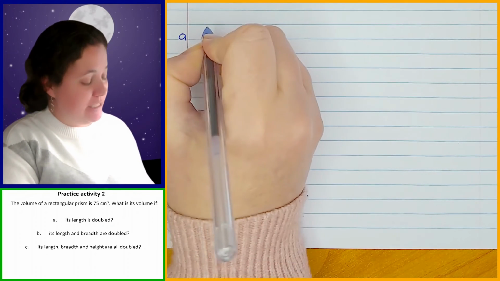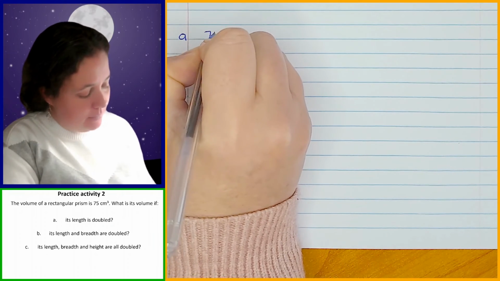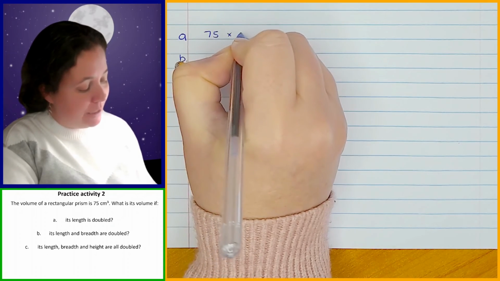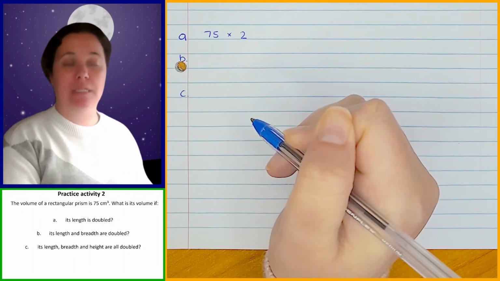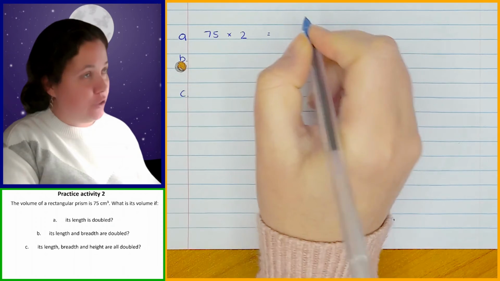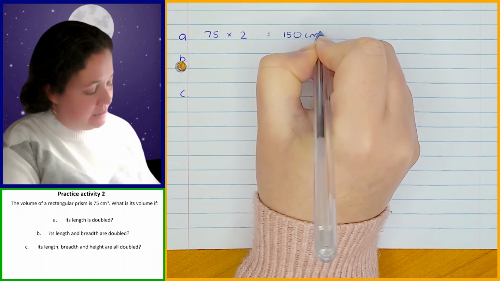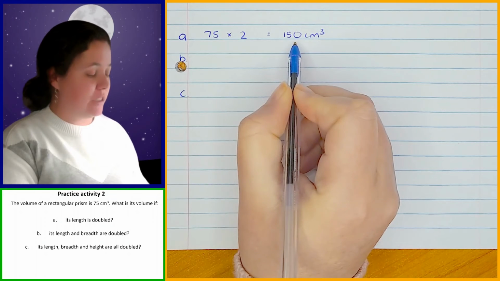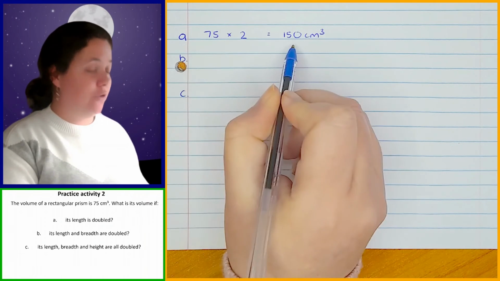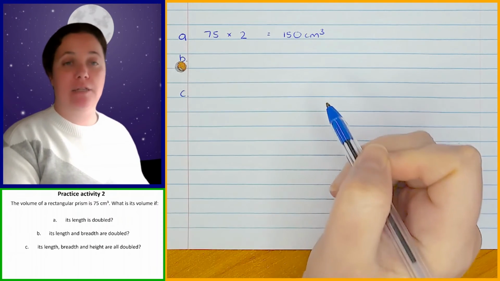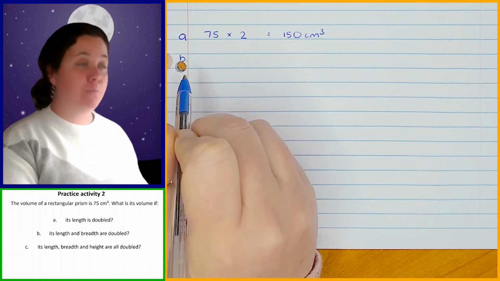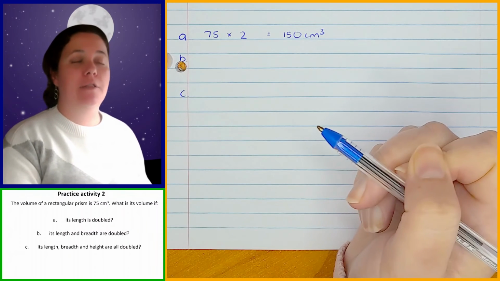So I'm going to take the 75 and I'm going to multiply by 2 because the length has been doubled. And that gives me a new volume of 150 centimeters cubed. So that's what you should get for question A, that the new volume will be 150 if just the length is doubled. Then question B, if the length and breadth are doubled.